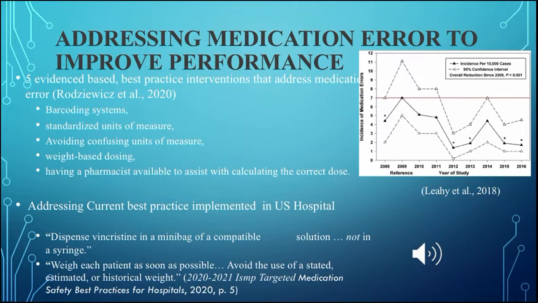And the next one is to weigh each patient as soon as possible on admission and during each appropriate outpatient or emergency department encounter. Avoid the use of stated, estimated, or historical weight. And then you should have a metric scale available in all areas where patients are admitted or encountered. Ensure that the metric weight is documented in the medical record. Do not rely on a patient's stated weight or a healthcare provider's estimated weight or a documented weight from a previous encounter.